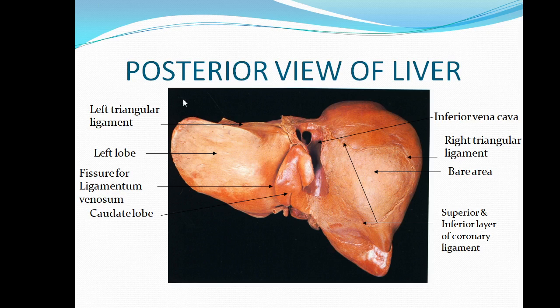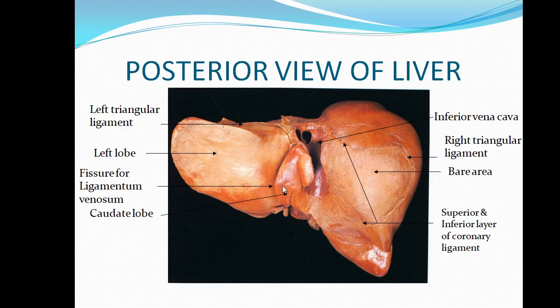Now, here, this is the liver seen from the posterior surface. You can see the left lobe. You can see here the right lobe. This is the groove for the inferior vena cava, and these are the right and left hepatic veins. They are opening directly into the inferior vena cava.